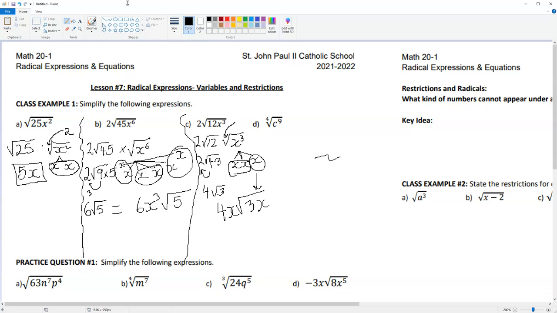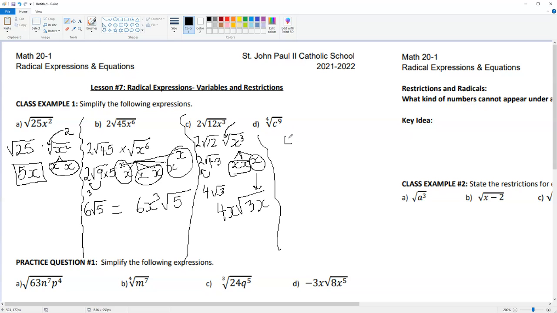Okay, I'm going to show you guys a little bit of a different way to do the letters with the next one. The fourth root of c to the power of 9. Okay, so when I look at this, the fourth root of c to the power of 9.